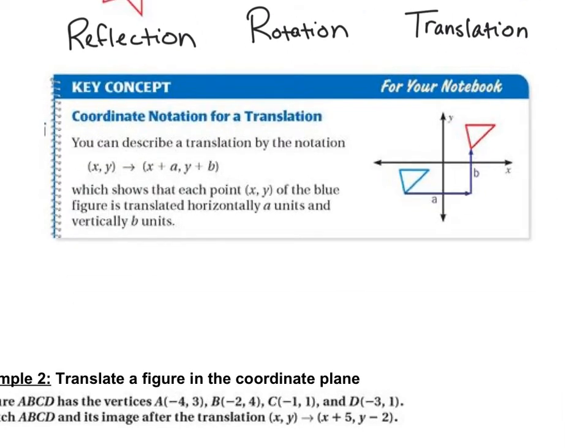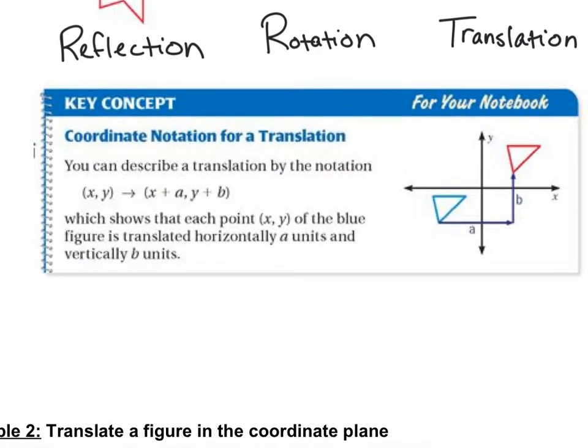The first one we're going to talk about is a translation. And in a translation, even though if we look over here, it looks like this is sliding from here to here, on a coordinate plane, it's going to move either to the left or to the right, and then it's going to move up or down. So we're adjusting the XY coordinates from the original to the new image. All we do is you will see it written like this.